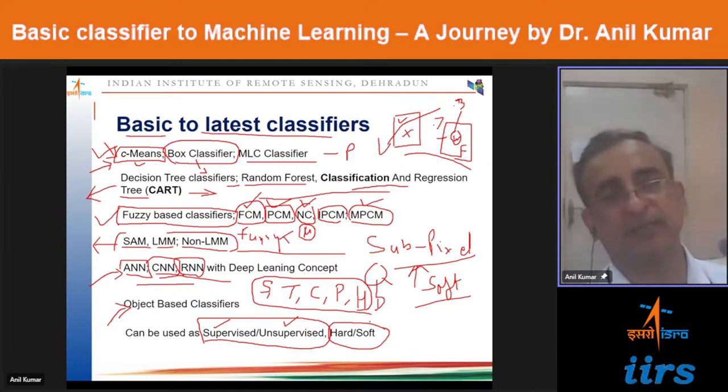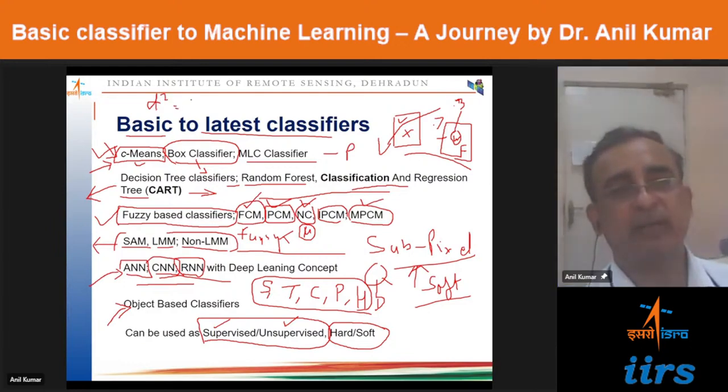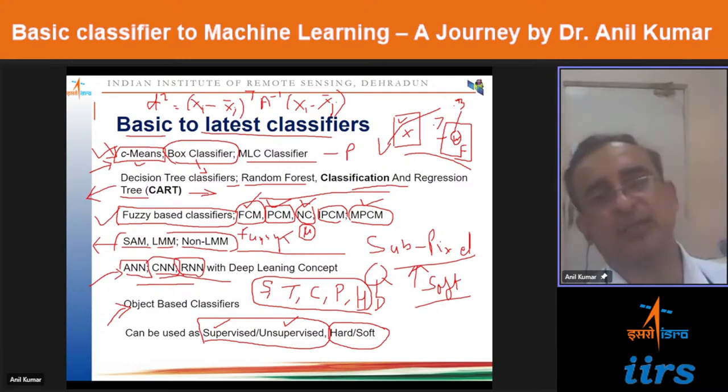If you see the maximum likelihood classifier or even the distance classifier, the very general distance formula you can have is d square. If I take, you can define it as (xi minus xj) transpose, A inverse, (xi minus xj). So this is the general distance equation, which can be defined in 3 different norms depending upon A inverse.